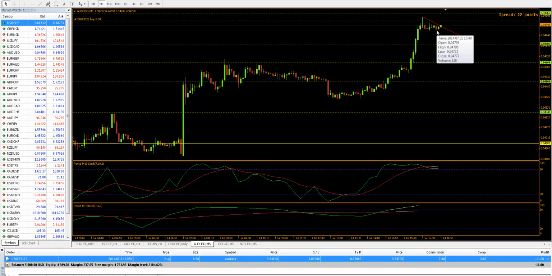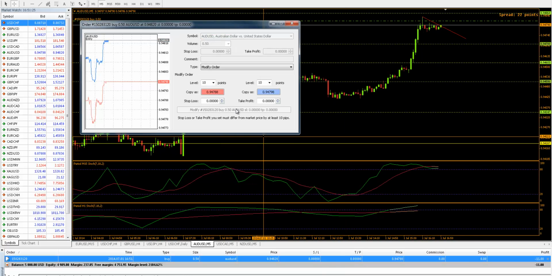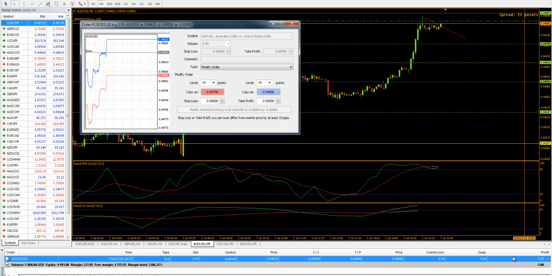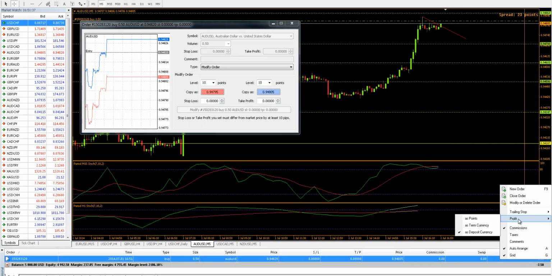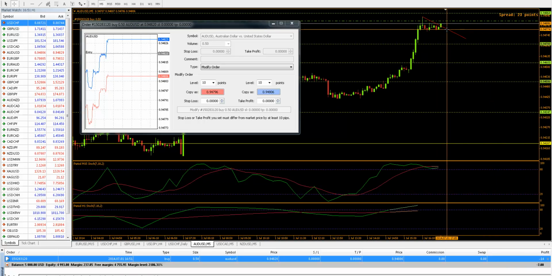Okay, just to show you where I'm going to place my stop loss. The stop loss must be 1 pip below the previous candle. But if it's under 5 pips, we don't consider it.